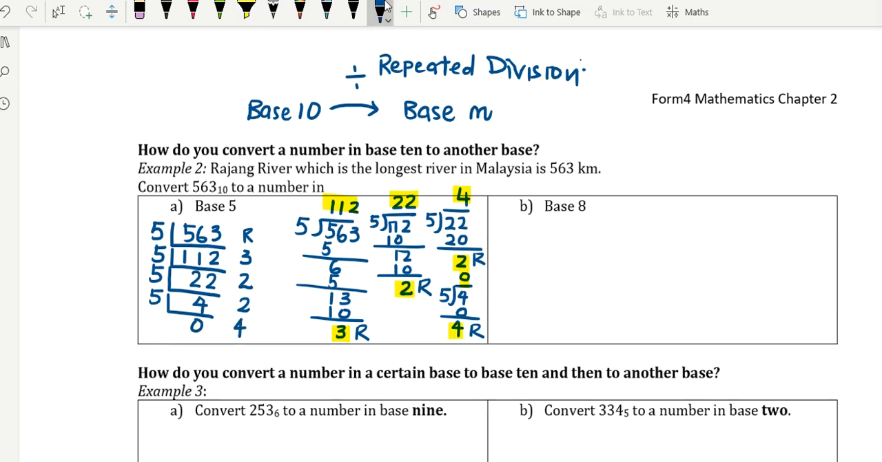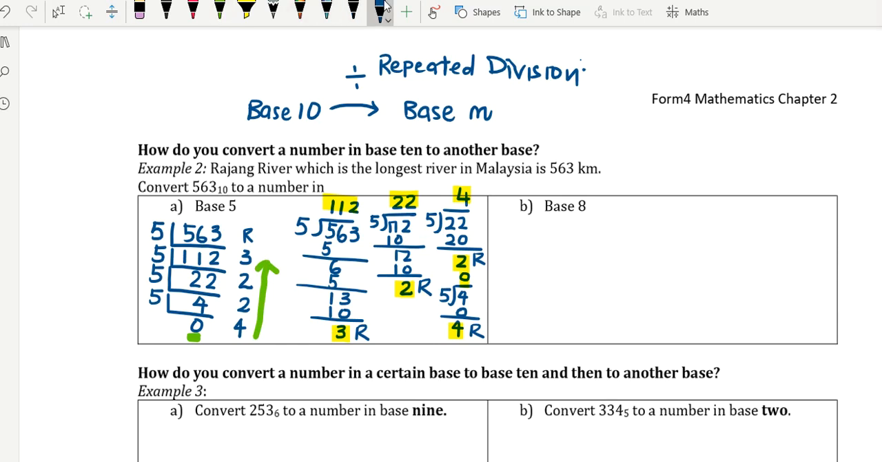Okay. When do I stop dividing? When I get a final value of 0 here. Then I stop. Okay. So where is your answer? Your answer is the remainders, and you have to write down the answer from bottom up.